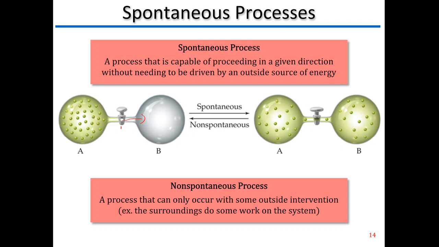Now, what would be a non-spontaneous process? A non-spontaneous process is a process that can only occur with some outside intervention. In other words, the surroundings have to do some work on the system. Whereas in a spontaneous process, it just occurred on its own. The surroundings didn't have to intervene in any way.